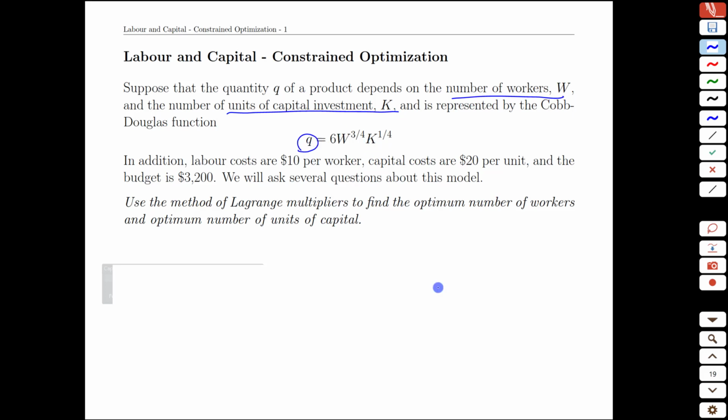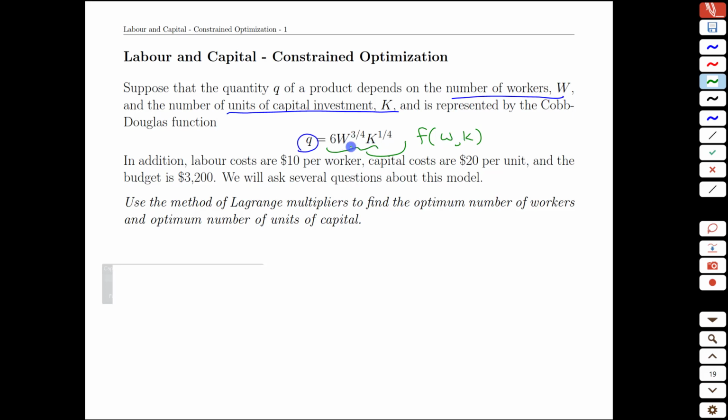And we have a nice relationship here between these two elements, and the idea, typically, would be to maximize the quantity that we can produce. So this would be the function that we want to optimize, and just note that it's no longer a function of x and y, it's a function of W and K.